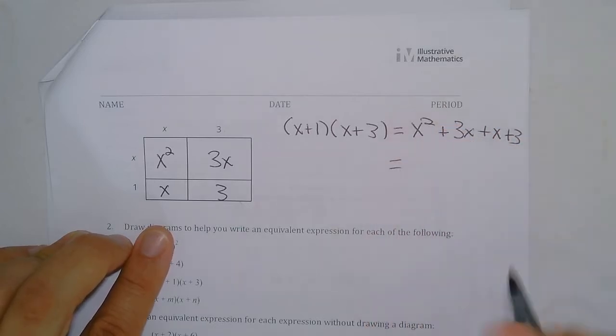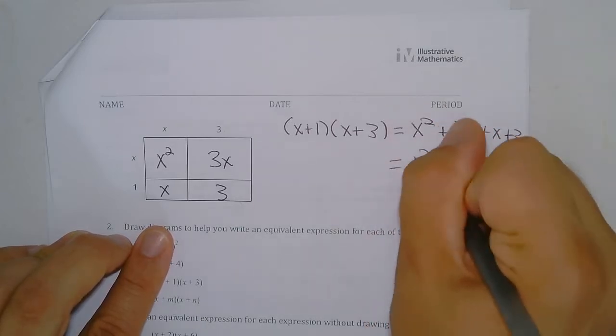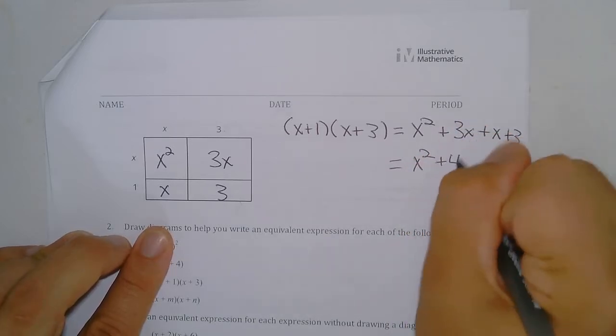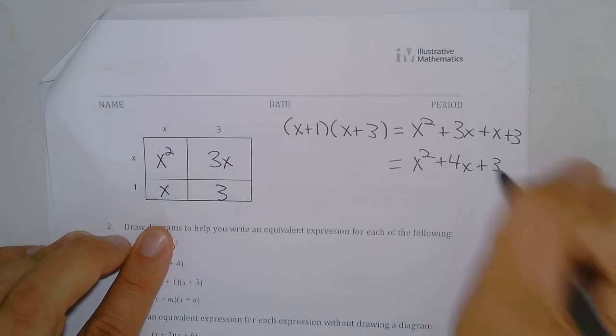And then if we combined our like terms, that would be x squared. We could add the 3x and the 1x to get 4x, and then add 3.